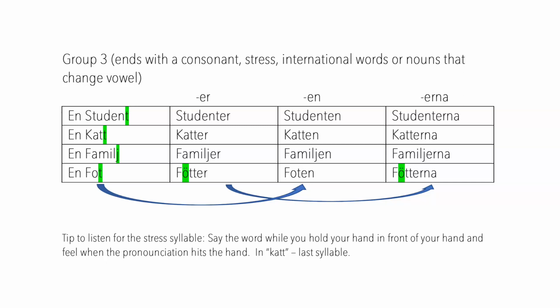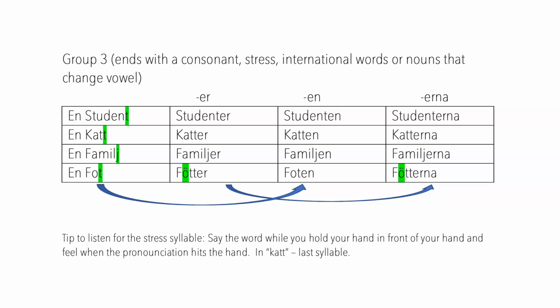We also have nouns in this group that have a stressed syllable at the end of the word, and that's also really hard to know. Usually these words are quite short. A tip to know if it's a stressed syllable and has ER in plural indefinite form is to check the pressure of the air on your hand when you're saying the word. If you try to say en katt and you put your hand in front of your mouth, you would feel the air hit the hand at the end of that pronunciation. Try that.